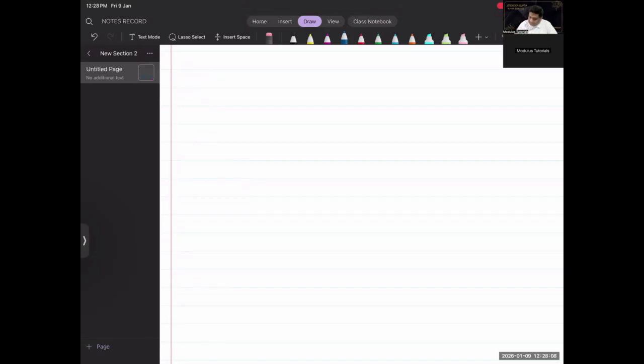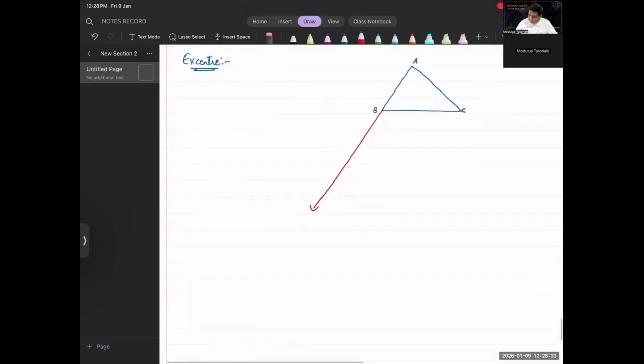So, we have a triangle, guys. The topic is Excentre. So what is it? Guys, I told you if you are talking about internal angle bisectors, it is Incentre. Now let me extend AB. Let me extend AC. Got it? So this is the external angle bisector of B.